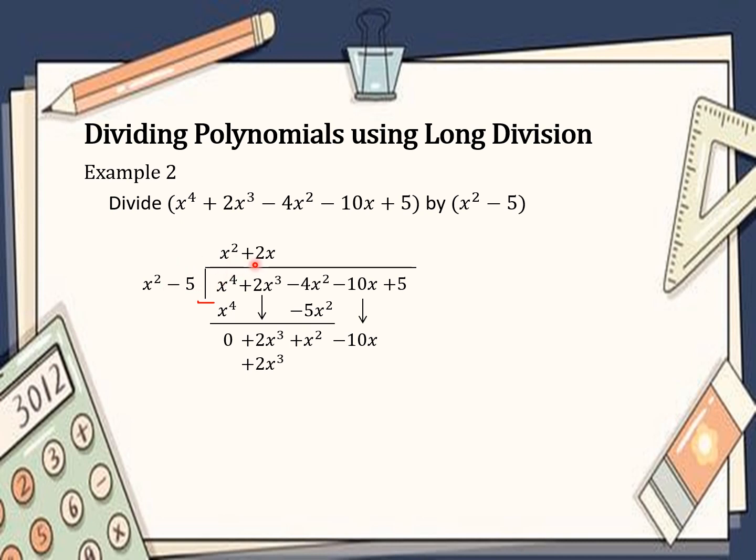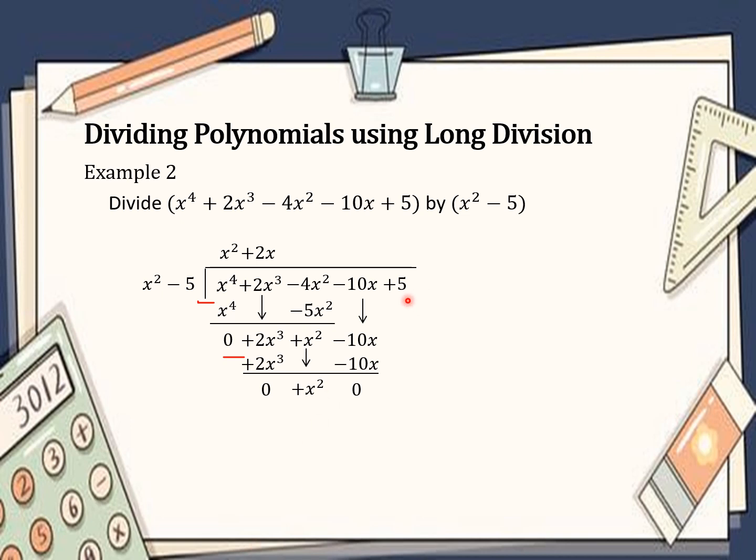So where will you write negative 10x? Of course, that's below its similar term, which is also negative 10x. Next is subtract. So take note that after you multiply, you have to subtract. Okay? So you will have 2x cubed minus 2x cubed is 0. And then you're going to bring down x squared. And then negative 10x minus negative 10x is also 0.